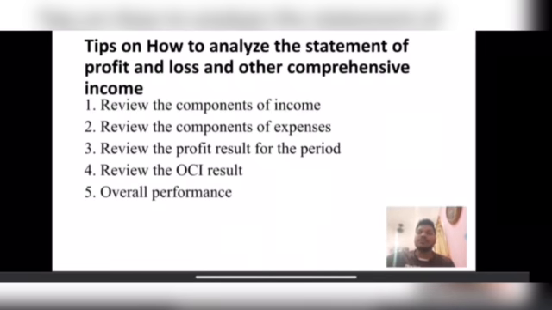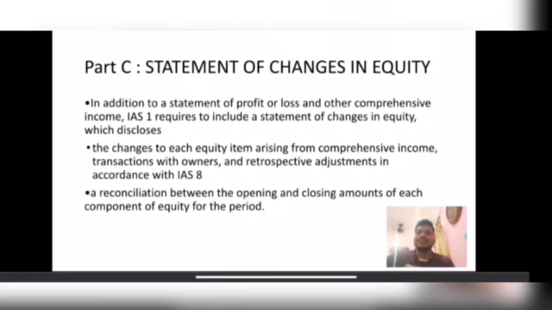Next, we will move on to part C, which is the statement of changes in equity. In addition to the statement of profit or loss and other comprehensive income, IAS 1 requires the inclusion of a statement of changes in equity, which discloses the changes to each equity item arising from comprehensive income, transactions with owners, and retrospective adjustments in accordance with IAS 8. It also includes a reconciliation between opening and closing amounts of each component of equity for the period. So that's what you need to disclose in the statement of changes in equity.